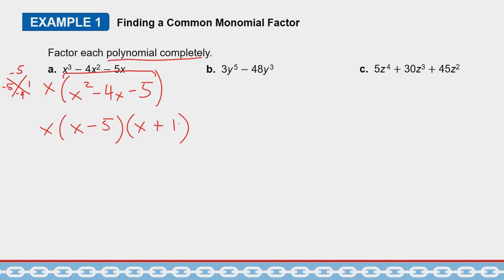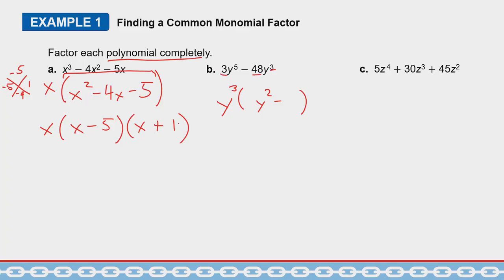For example B, 3y to the 5th minus 48y to the 3rd. Well, I'm going to start off by just looking at these two terms. And I see they both have y's, right? So I know I can factor out some type of y, hopefully to a power. Well, I'm going to factor out the smallest exponent, y to the 3rd. That's going to leave me with y squared in the first term, and in the second term, the y portion is going to be factored completely.